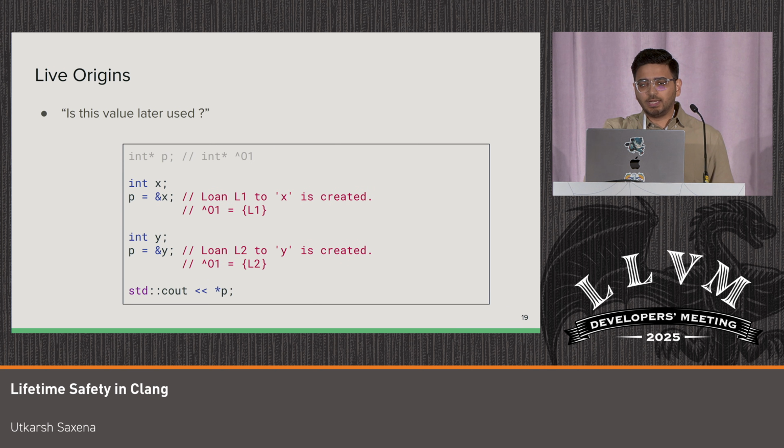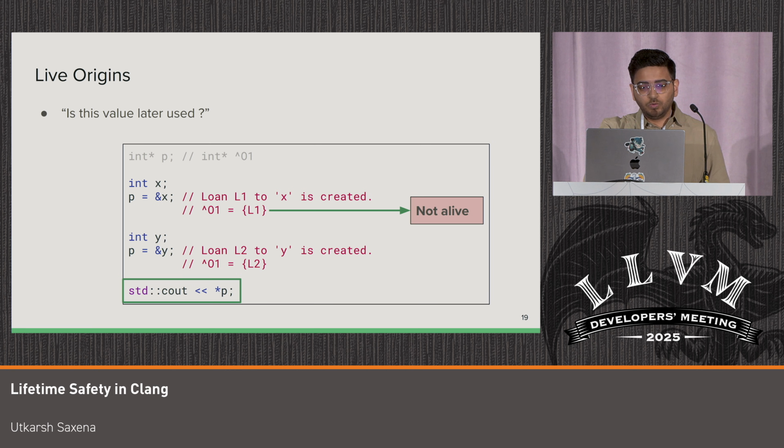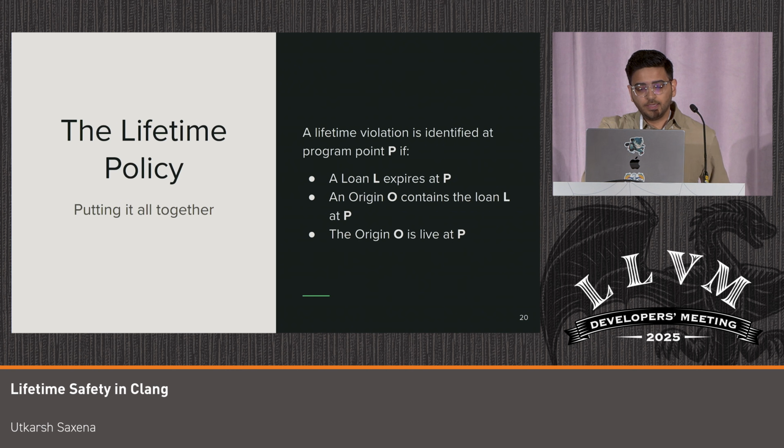Then we can talk about liveness of origins. If p borrows from x and then it's followed by p borrows from y, this new assignment overwrites the original loan, and a subsequent read makes the latest value live. Any old loan that was held by that origin is killed and is therefore not alive. So the old loan is not alive, the new origin value is alive.